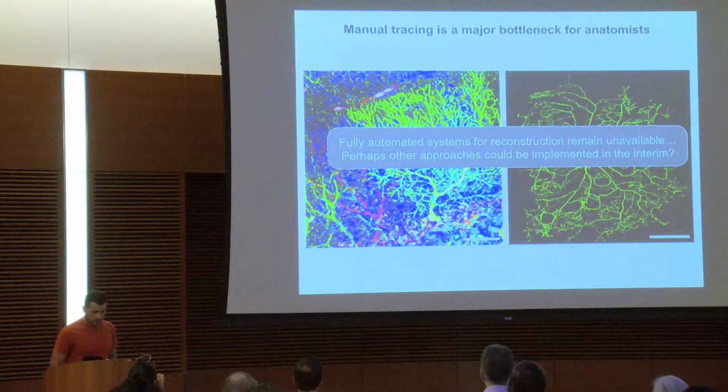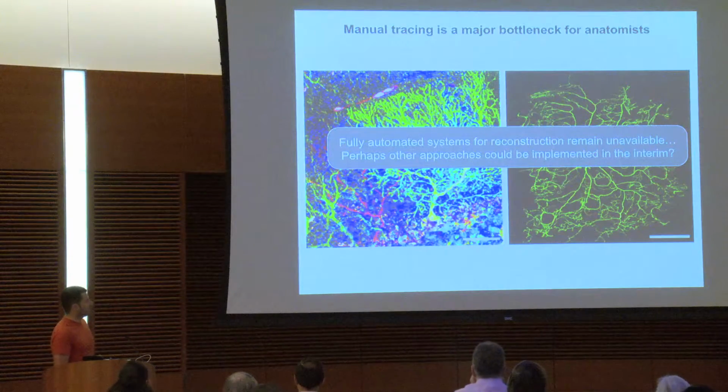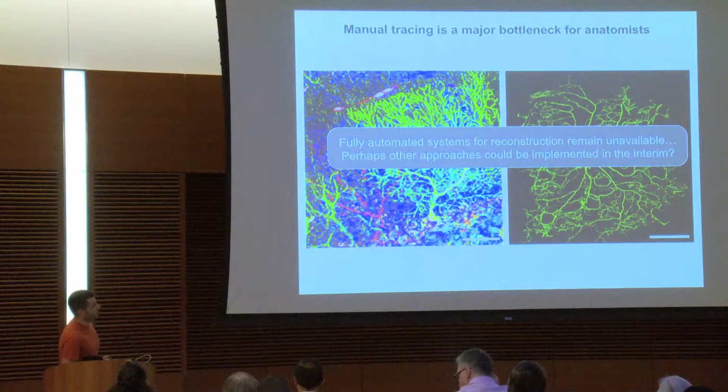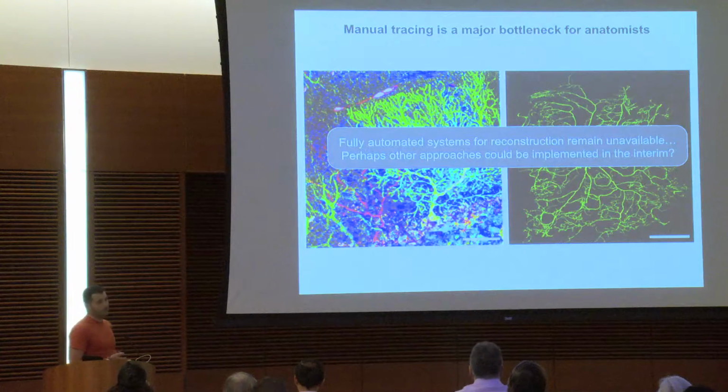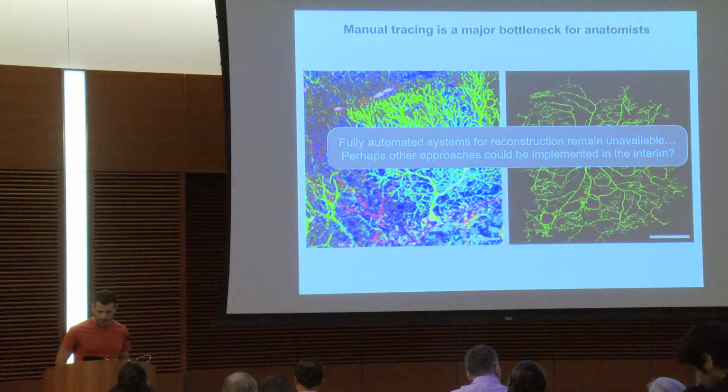Since I work with these cells and have been thinking about it, the problem is how to solve this. What we thought is that at a time when fully automated systems for reconstruction remain unavailable, perhaps other approaches could be implemented in the interim. So what can we do in the interim? Are there other techniques that allow us to extract anatomical data from images directly, bypassing reconstruction?